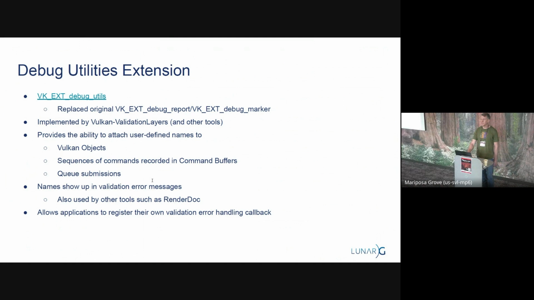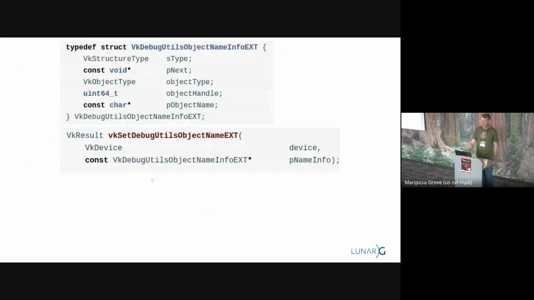The names are also used by other tools like RenderDoc, and some other tools besides validation layers also implement this extension and let you set names without running validation. So to add a name, here's the function call. It looks just like any other Vulkan function.